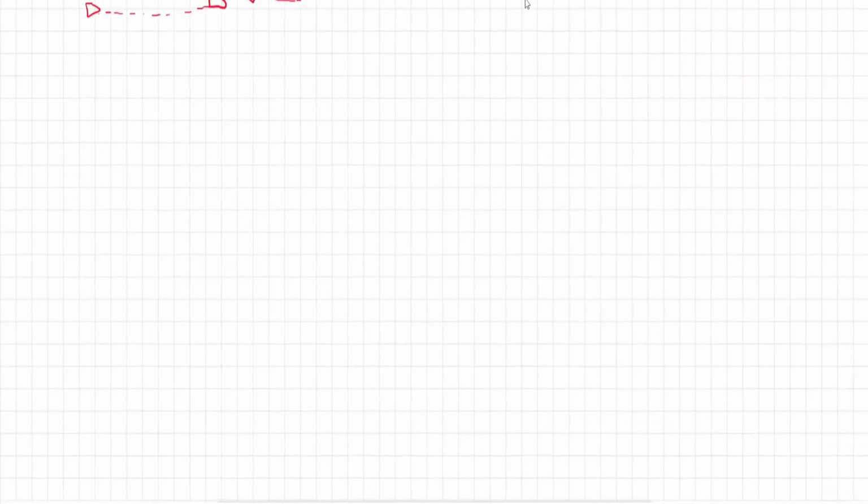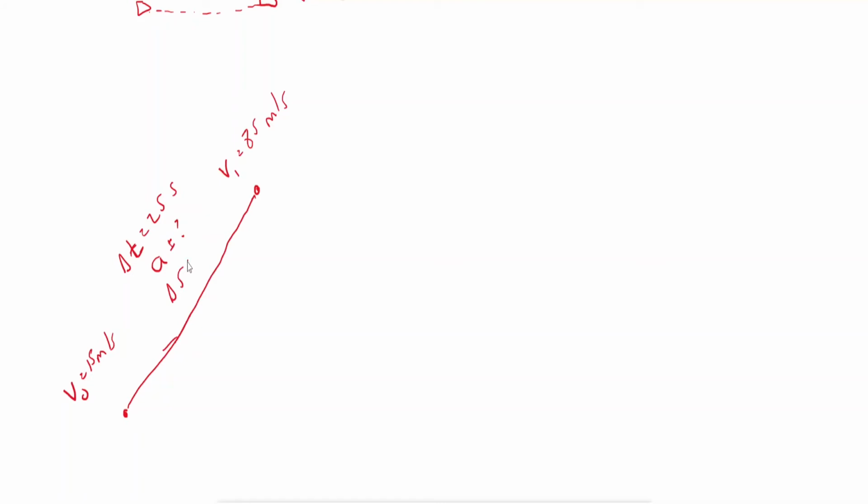All right, so I'm going to have a new diagram. What's happening here is that I have an object that launches from here to here. I am told that my v0 is 15 meters per second. It's going to move in that direction. And then this is going to be v1, which is 85 meters per second. And then I'm told that it covers this distance in 25 seconds. All right. Okay, so I don't know the acceleration here. I also don't know delta s. I don't know these things. So you have to find out what it is that you don't know.